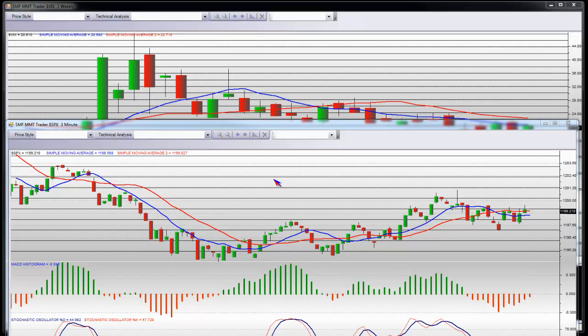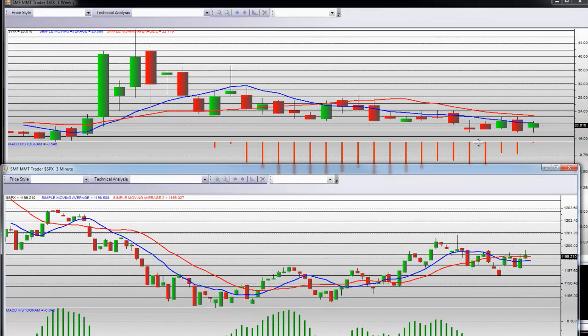Here we go. What we're going to be talking about is the weekly VIX. That's a fear indicator. Basically, this is called the SMF MMT Trader S&P 500 3-minute chart. However, what I'm going to do is find a weekly chart because I'm going to show the weekly VIX. And the VIX is a fear indicator that's tied to the S&P 500.